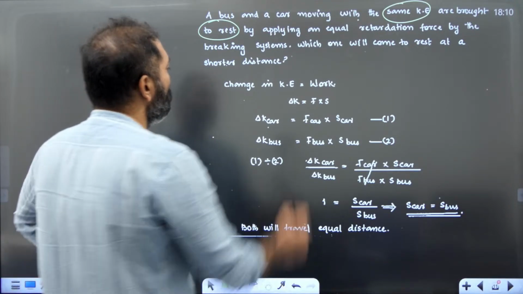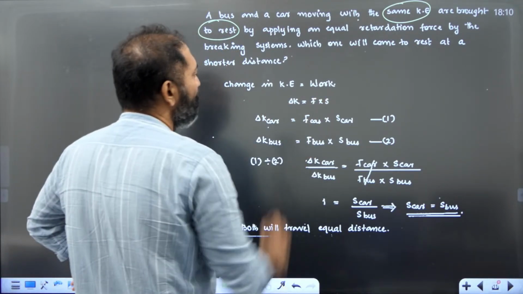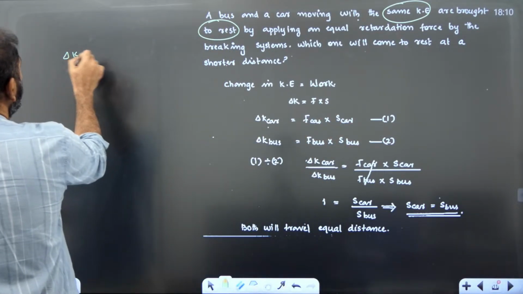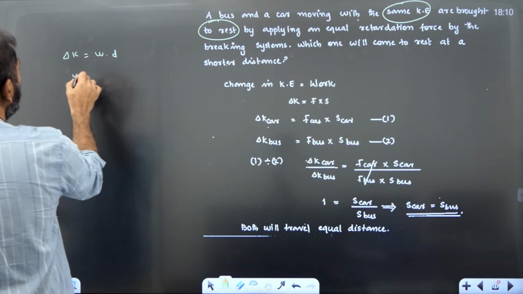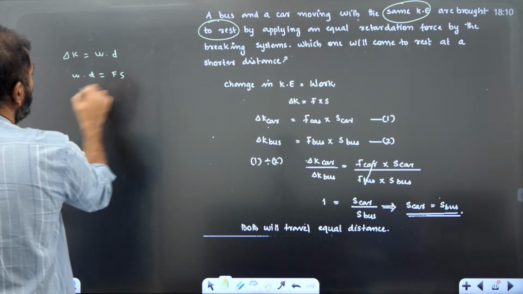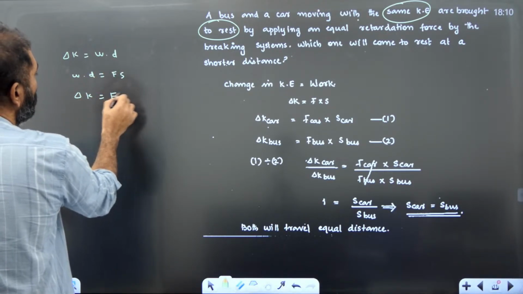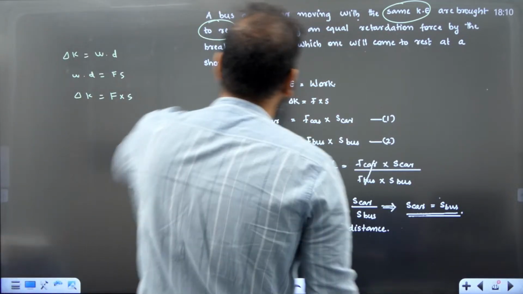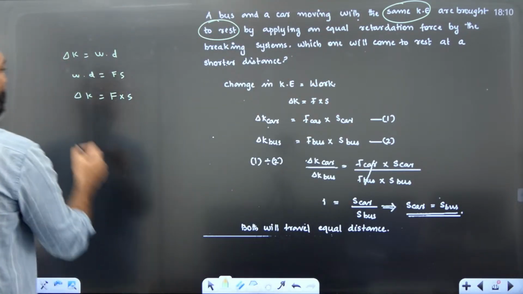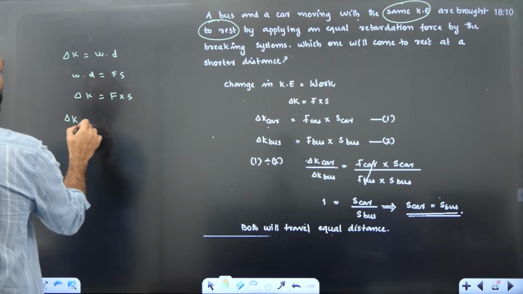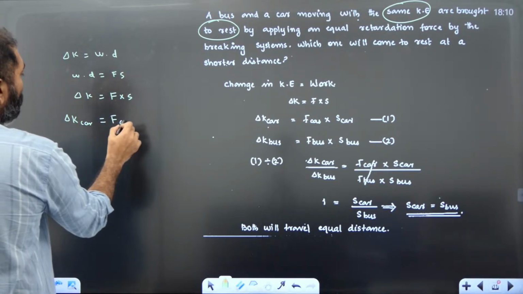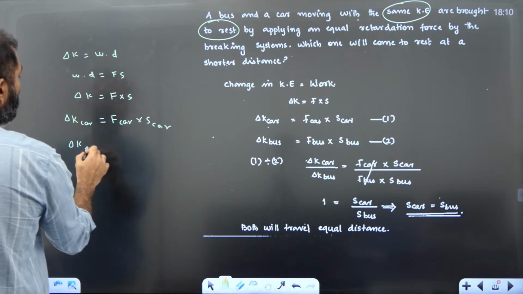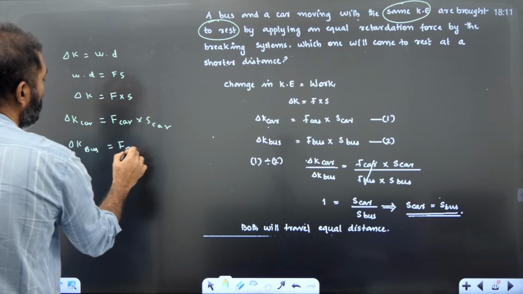Now remember, what is the change in energy? Work done. What is work done? Force into displacement. So the change in energy is equal to work done, which is force into displacement. Now, the bus and car moving with the same kinetic energy come to rest. So the change in energy of the car is equal to the force applied on the car into the displacement of the car. The change in energy of the bus is the force applied on the bus into the displacement of the bus.